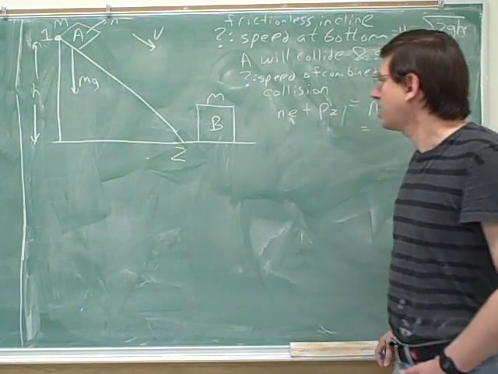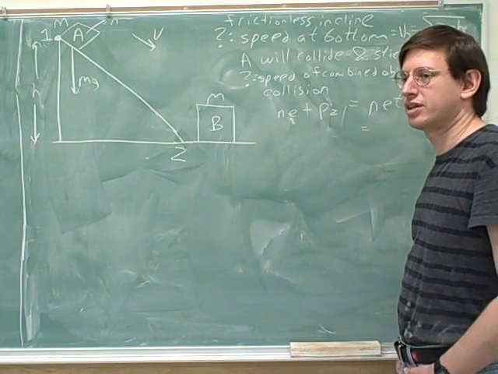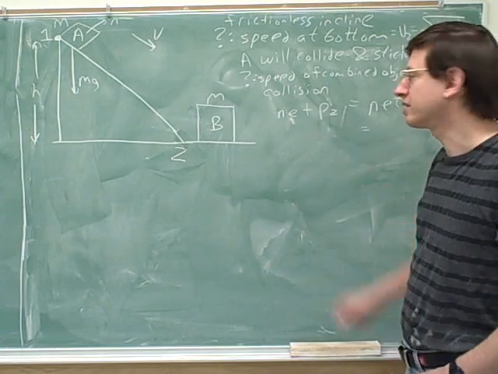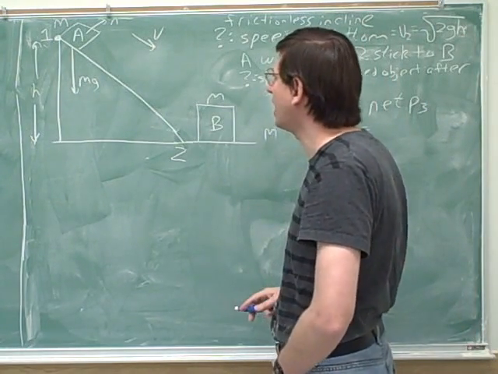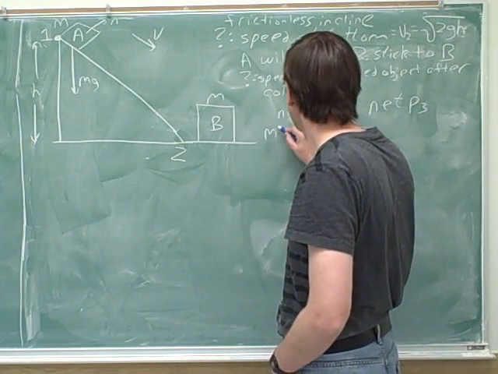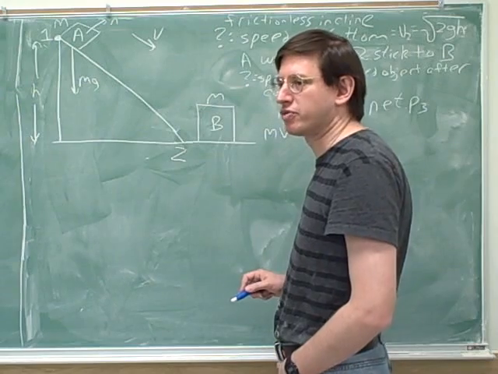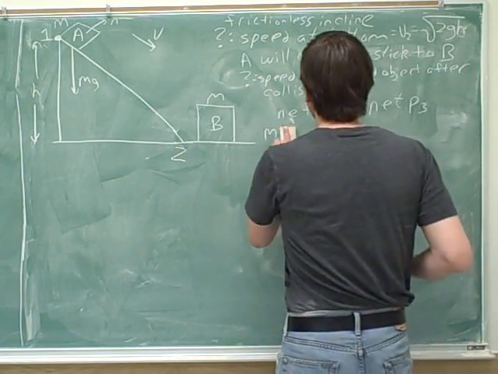So, how many objects are there in situation 2 before the collision? 2 objects. So that means we're going to have 2 terms over here. So for example, we're going to have the mass of object A times the velocity of object A before the collision, but we already know what that is. That's this over here, so maybe I can just go ahead and plug that in.